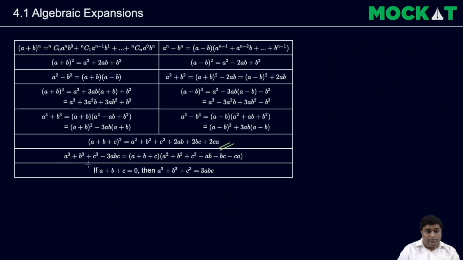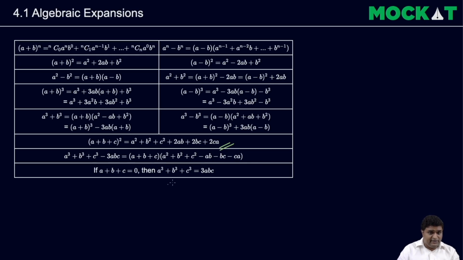Now a cube plus b cube plus c cube minus 3abc, right? So this is an interesting thing. This is a plus b plus c into a square plus b square plus c square minus ab minus bc minus ca, right? So need to remember this.